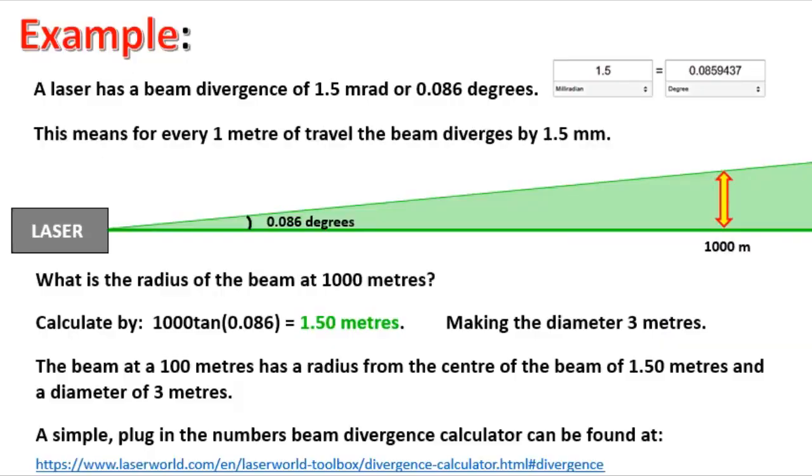An example: a laser has a beam divergence of 1.5 mrad or 0.086 degrees. This means for every 1 meter of travel, the beam diverges by 1.5 millimeters. What is the radius of the beam at 1,000 meters? You can calculate it this way. So make the diameter 3 meters. The beam at 1,000 meters has a radius from the center of the beam of 1.5 meters and a diameter of 3 meters. A simple plug-in-the-numbers beam divergence calculator can be found at the following URL, which also will be in the show description.